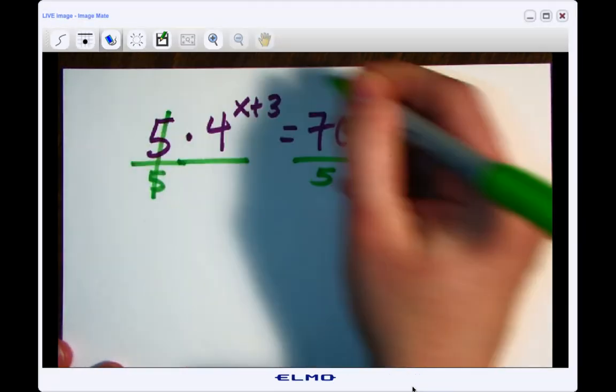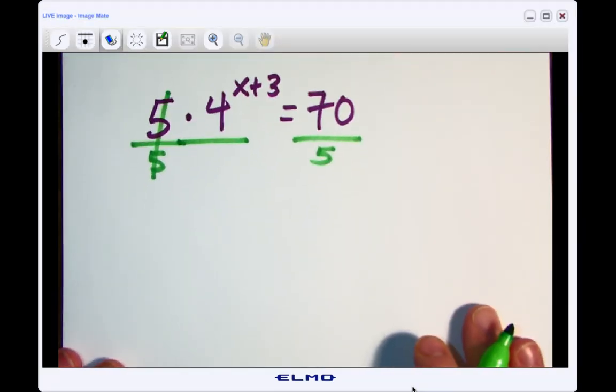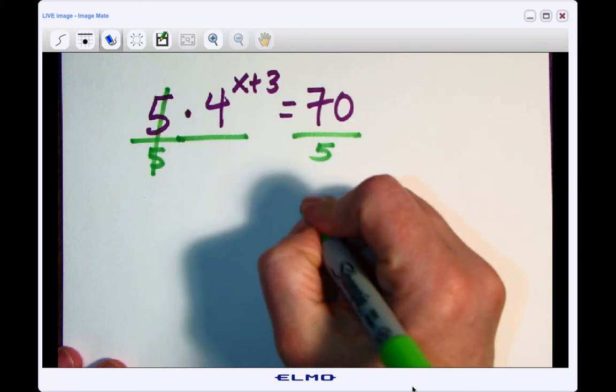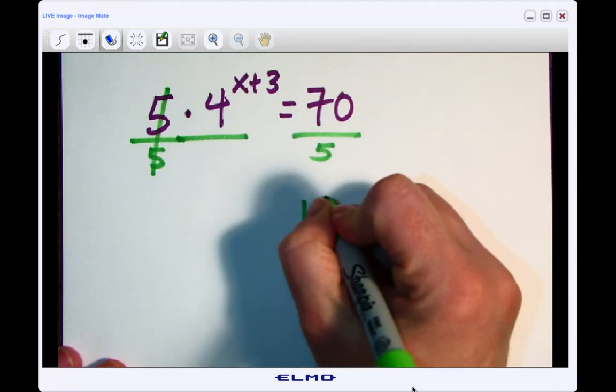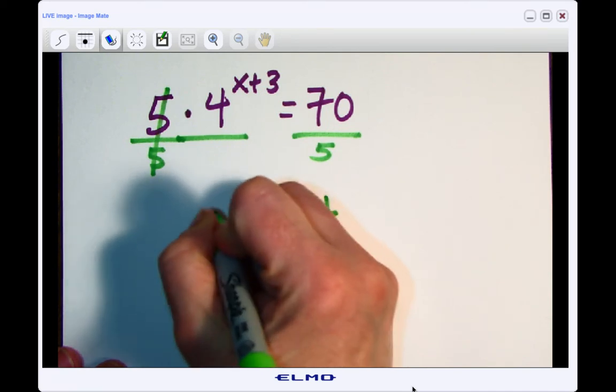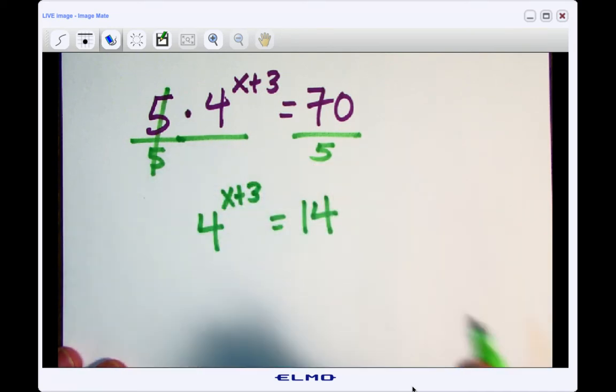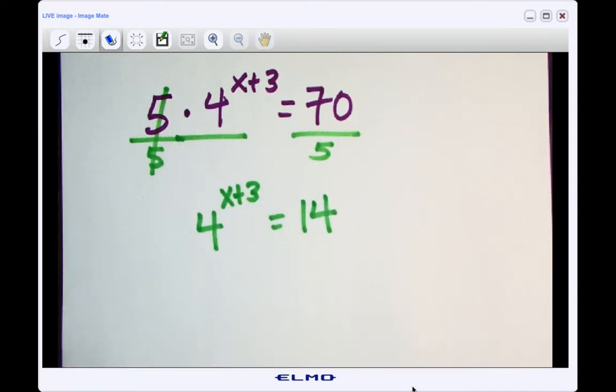Over here, of course, the 5's cancel, and over here, is that a 15? It goes 1 with a 2, no, 14. I hope that's right. 14 times 5 is 70. I hope so. All right.